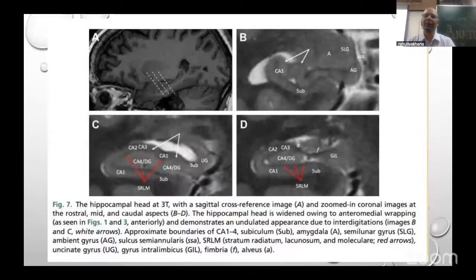Okay. So this is another slice of MRI which shows the hippocampal head. This is the hippocampal head region, where you can see the semilunar gyrus and this is the ambient gyrus. This is the uncus part, which is the most medial aspect, formed by the semilunar gyrus and the ambient gyrus here. And then you have an SSA, it's called sulcus semilunaris.